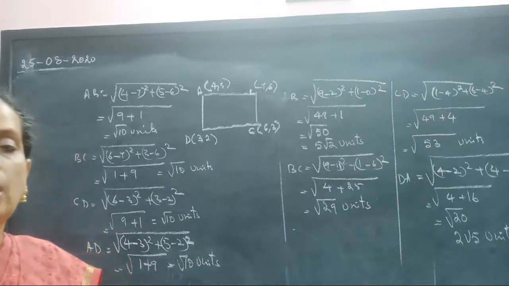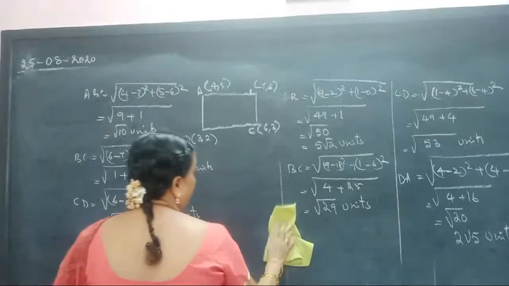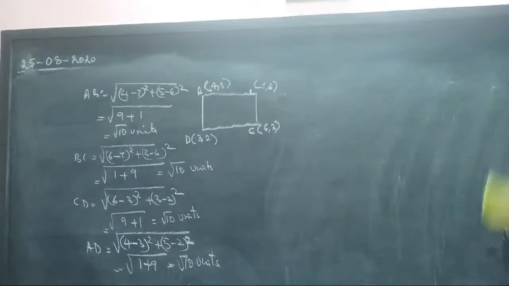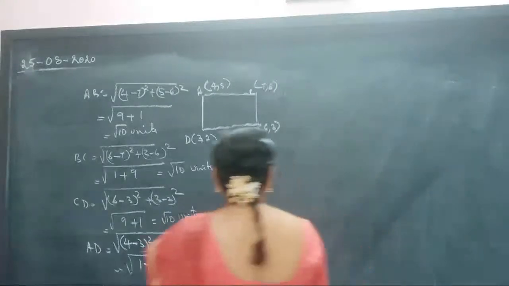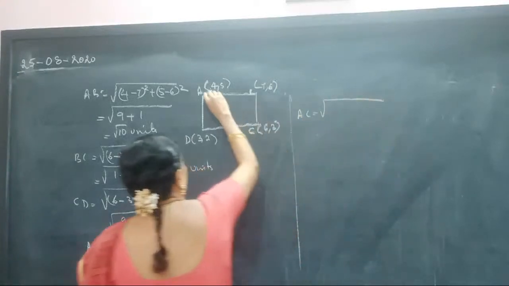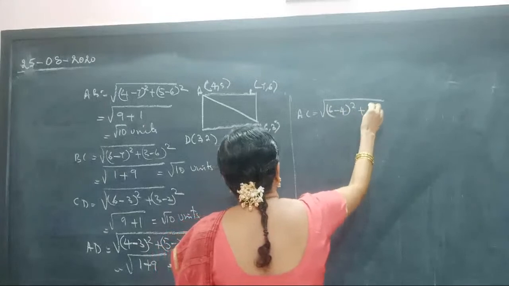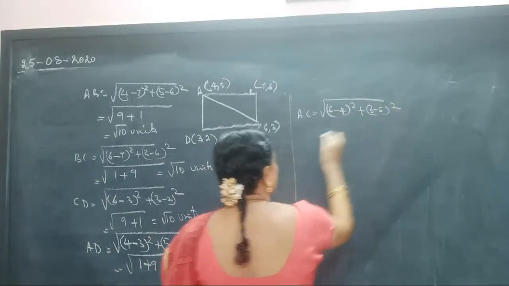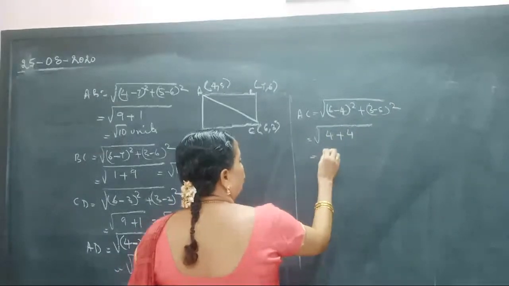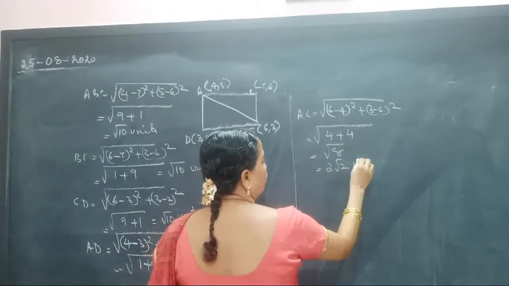It may be a parallelogram, it may be a rectangle. To check it, calculate the measure of its diagonals. Check out the diagonal measurement. What is AC? AC equals root of (6 minus 4) whole square plus (3 minus 5) whole square, root of 4 plus 4, root of 8. It is 4 twos are 2 root 2 units.